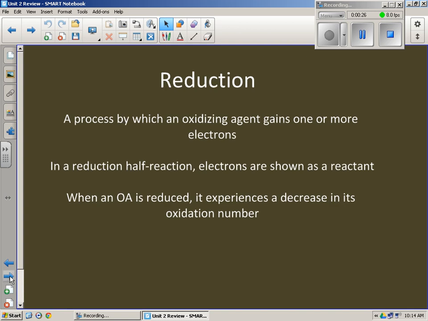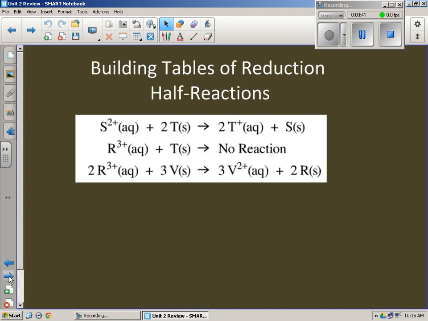Okay. Reduction. Obviously gaining electrons, one or more. The electrons are shown on the reactant side. The OA is reduced. It experiences a decrease in oxidation number. All right. All important things that you need to know about those.